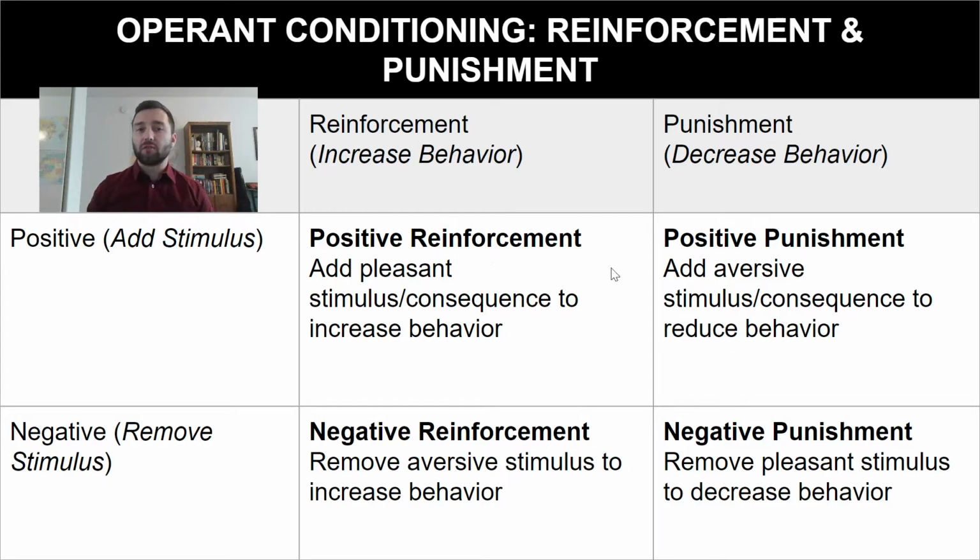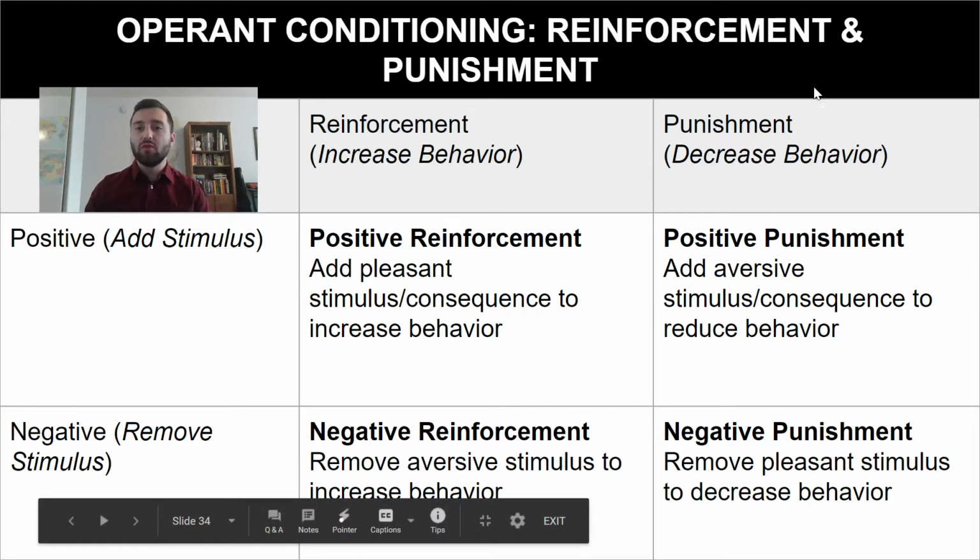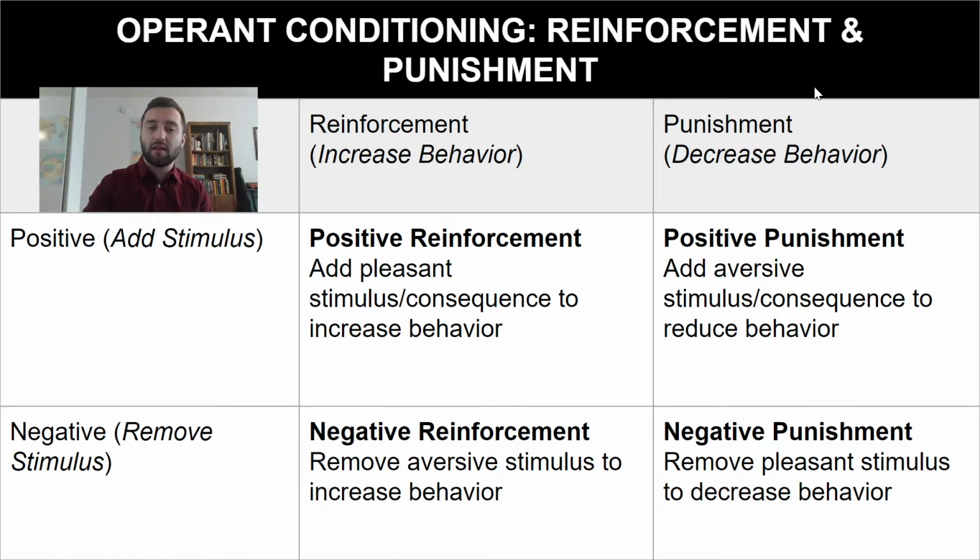So a positive reinforcement is going to add something pleasant that causes an increase of the behavior. Positive punishment is going to add something aversive, something we don't like, to reduce a behavior. Negative reinforcement is going to remove something that we don't like. We're removing something we do not like to increase behavior. Negative punishment, we're removing something we do like to decrease behavior.